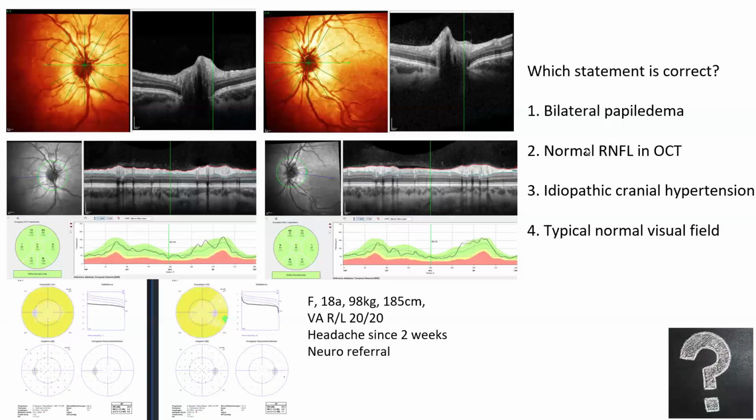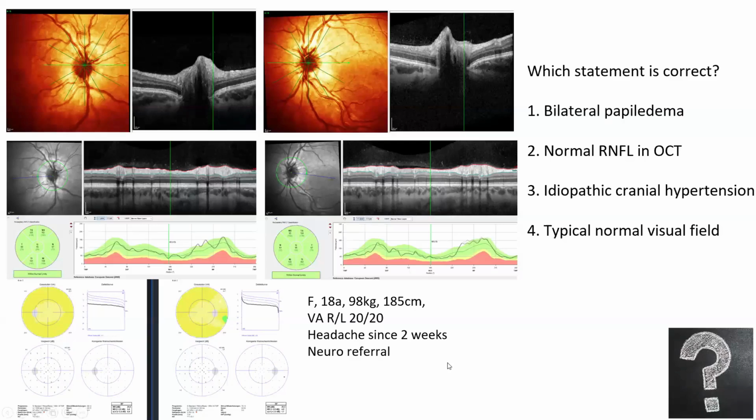Physiognomy could be typical, normal nerve fiber layer in OCT, idiopathic cranial hypertension, and a normal visual field. Which statement is the most correct in this case? So this patient has all the features of idiopathic cranial hypertension, and a normal visual field is also right. The wrong thing is that the patient doesn't have bilateral papilledema, although it looks like that.